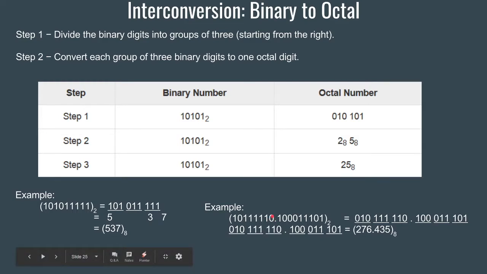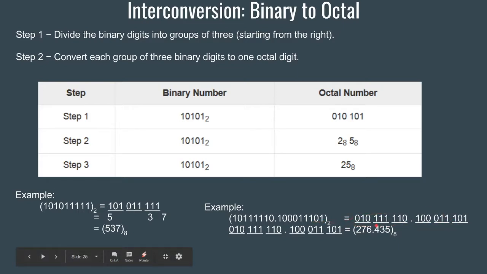That means starting from this 0. So we get 110 as the first group. Next one is 111, and then we have 10, and we place another 0 in the front to get 010. But for this decimal part, we will start making groups from the left hand side. So we get 100 as the first group, then we have 011, and then 101.